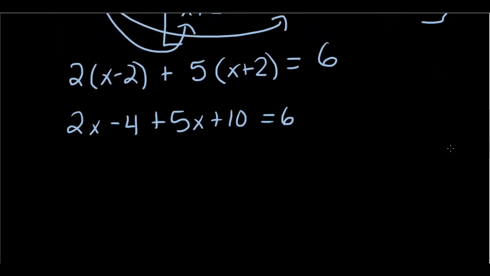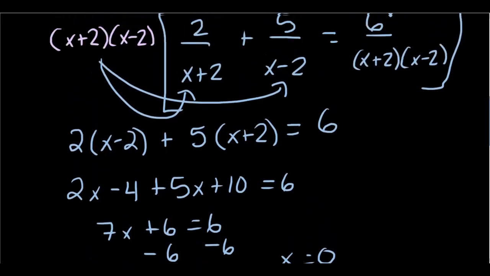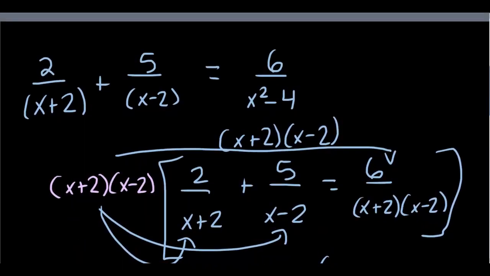Then we combine like terms, so it is 7x plus 6 equals 6. We subtract 6 from both sides. 7x equals 0. We divide by 7, so x equals 0. We're going to go back to the original equation, and we're going to substitute. We're going to check the answer.